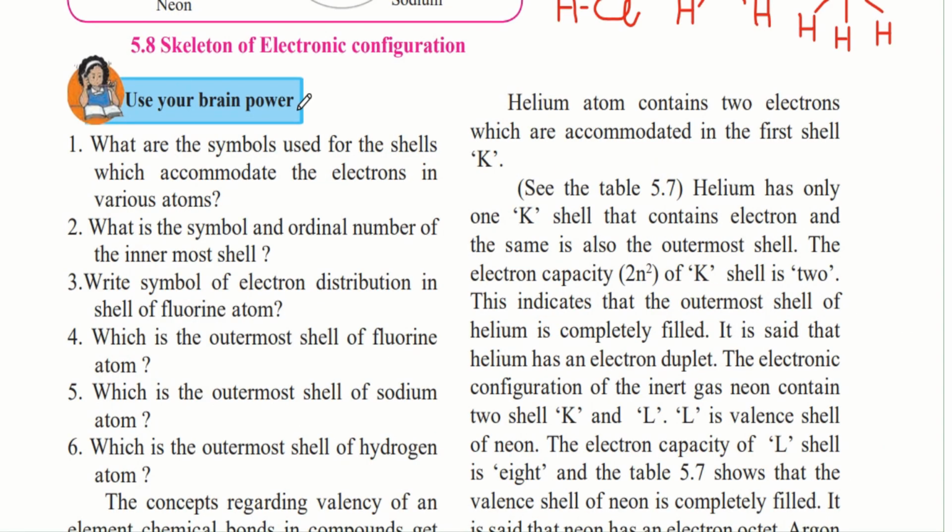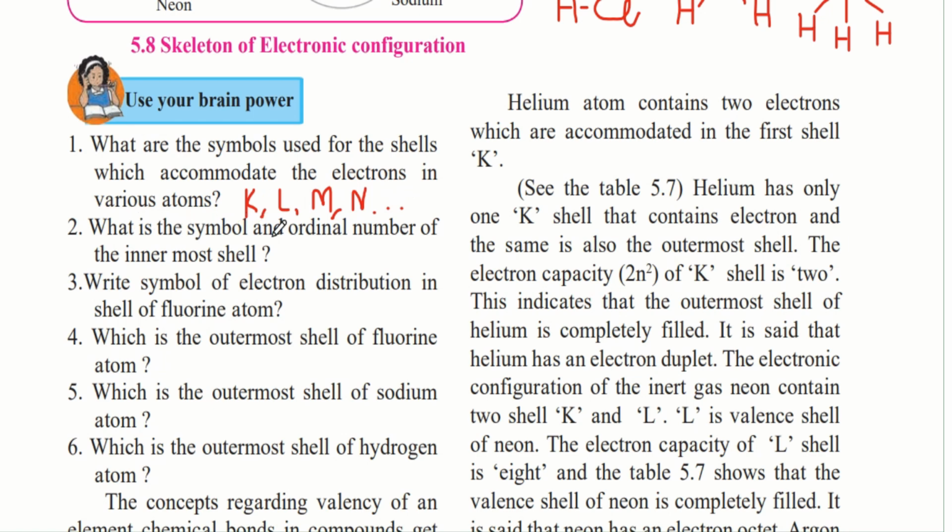Use your brain power. So here are following some questions that are asking us of topics that we've already learned about. So let's see if we remember them. What are the symbols used for the shells which accommodate the electrons in various atoms? So as we learned earlier, they are asking us what are the names of the shells. So the first shell, that is the innermost shell, is termed as K shell. The one after that is L shell. Following that is the M shell. After that is the N shell, and so on and so forth.